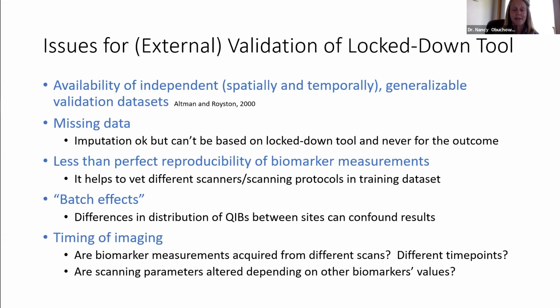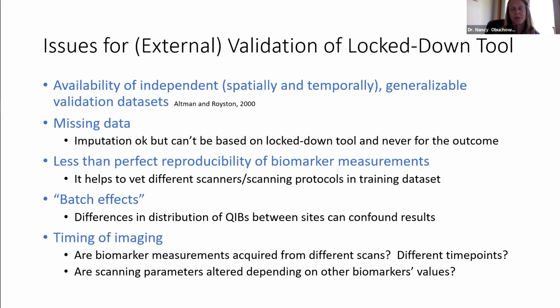And the last thing that I want to talk about is timing of imaging. And this has been something that I've been starting to really investigate, particularly for these multi-parametric biomarkers. So sometimes you have multiple biomarker variables that go into the model, and they're all measured at the same time from the same scan. So all the measurements are correlated. So if there's problems with the patient or with image quality, they're all affected. And so that's one issue.